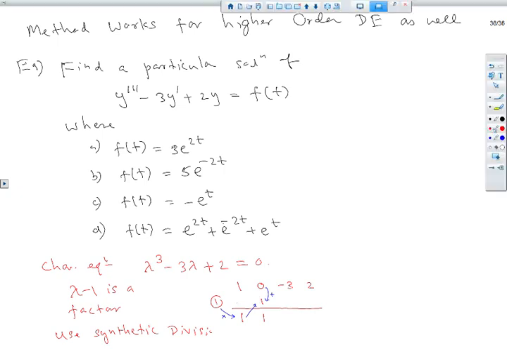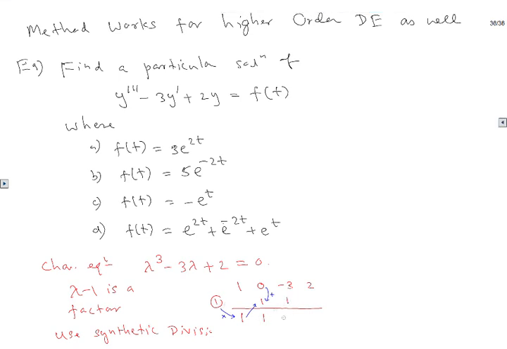So let's continue. You multiply 1 with 1, you get 1. You add, you get negative 2, and then you multiply 1 with negative 2, and when you add you get 0. Perfect. You have to get 0 because it's a factor. Getting 0 means it's a factor. That means this gives us the other factor, which is lambda squared plus lambda minus 2, because there are 3 terms. So now we have lambda minus 1 times lambda squared plus lambda minus 2 equals 0.